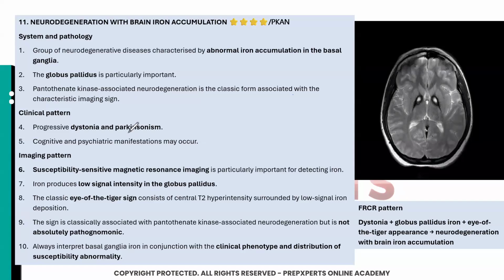What are the symptoms? Dystonia, Parkinsonism. Susceptibility is very important. That will show you iron. Low signal intensity in the globus pallidus, we already discussed that iron is going to be T2 hypointense. Eye of the tiger sign due to central T2 hyperintensity due to gliosis, that is surrounded by low signal iron. And it is associated with this enzyme, but is not absolutely pathognomonic. Always interpret basal ganglia iron in conjunction with the clinical phenotype and distribution of the susceptibility abnormality. So this is your thing to remember. Dystonia, globus pallidus, iron, eye of the tiger appearance. This is your neurodegeneration due to iron accumulation.